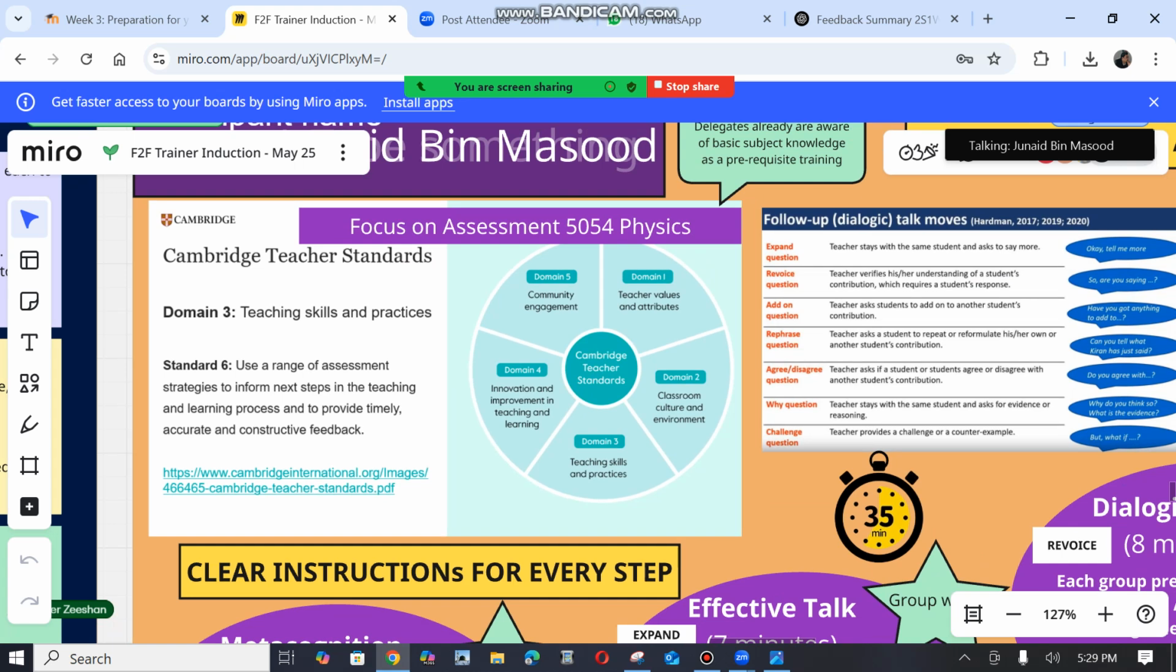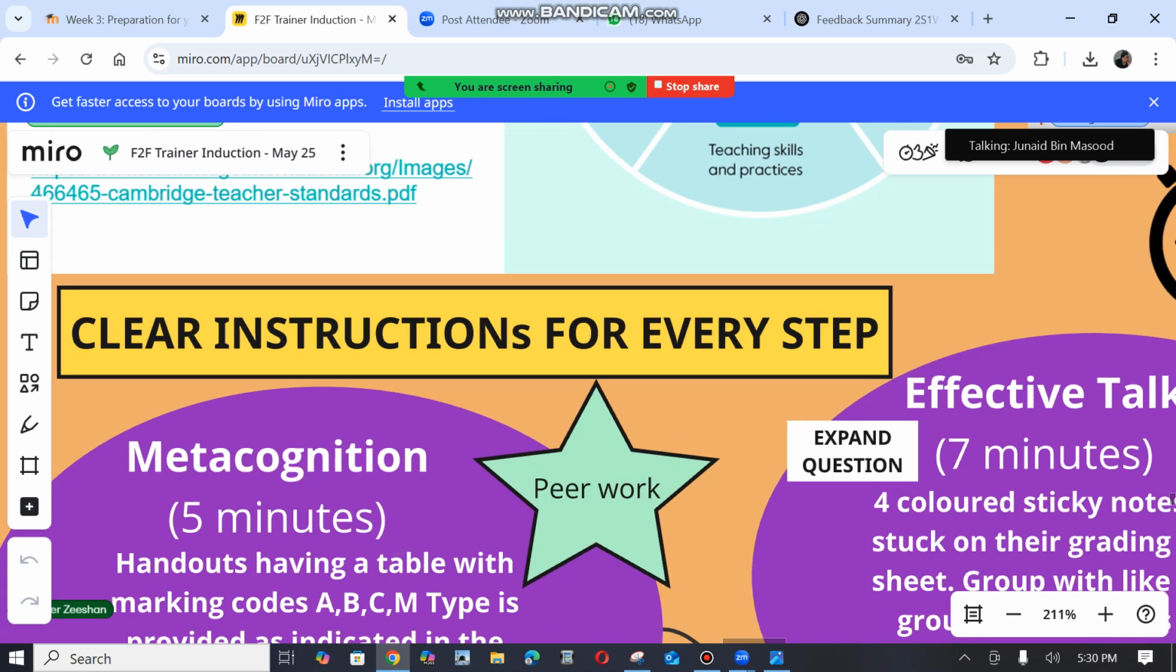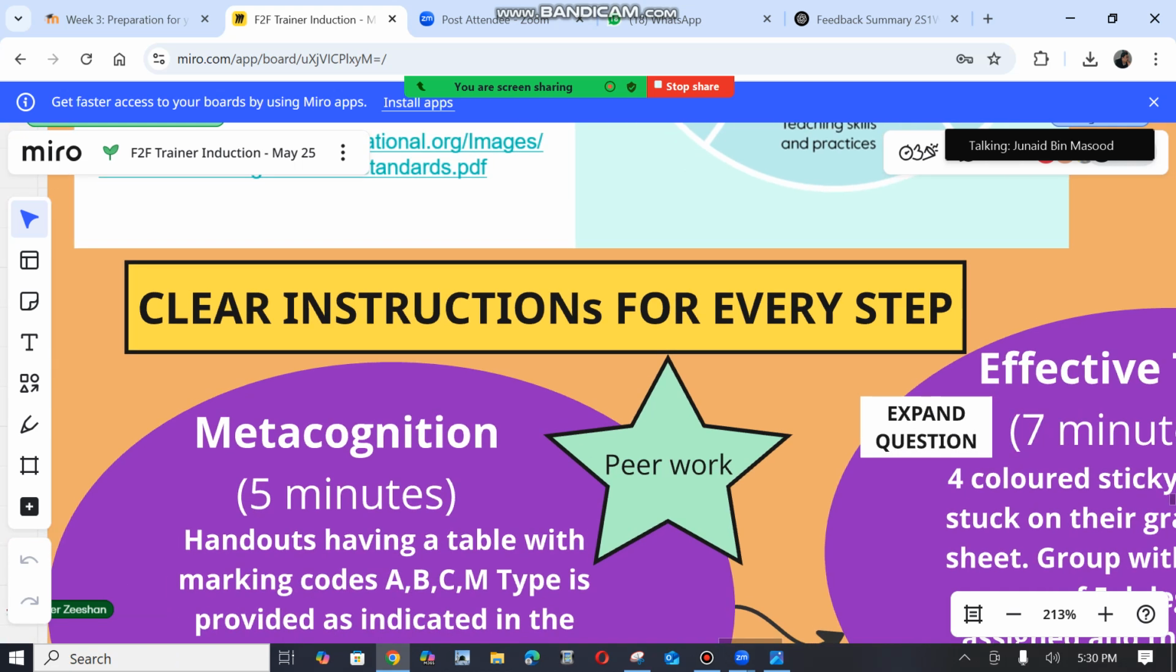In order to make this slide more interactive, and for the trainer to help the delegates get trained better, first of all, the instructions for every step must be very clear. That is very important, because if instructions are not clear for every step, then the delegates will not be able to effectively understand and perform the activity.